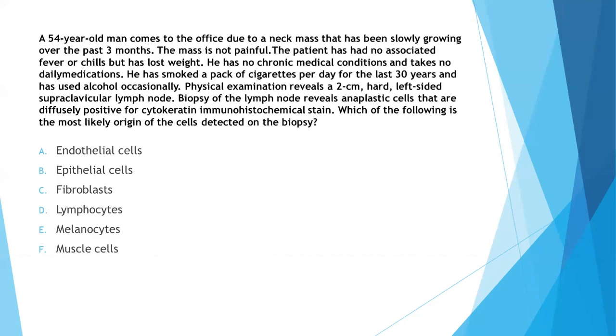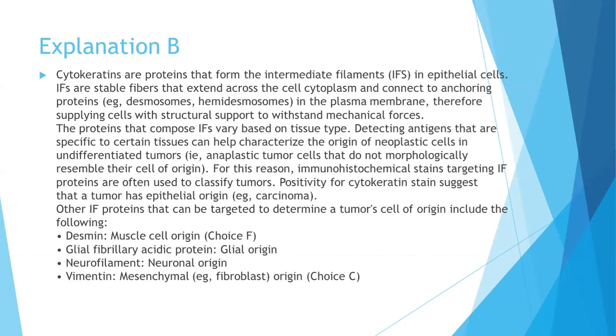So here we have the answer, that is epithelial cells. Now let's go through the explanation. So cytokeratins are proteins that form the intermediate filaments in epithelial cells. Now these intermediate filaments are the stable fibers that extend across the cell cytoplasm and connect to anchoring proteins like desmosomes and hemidesmosomes in the plasma membrane, therefore supplying cells with structural support to withstand mechanical forces.